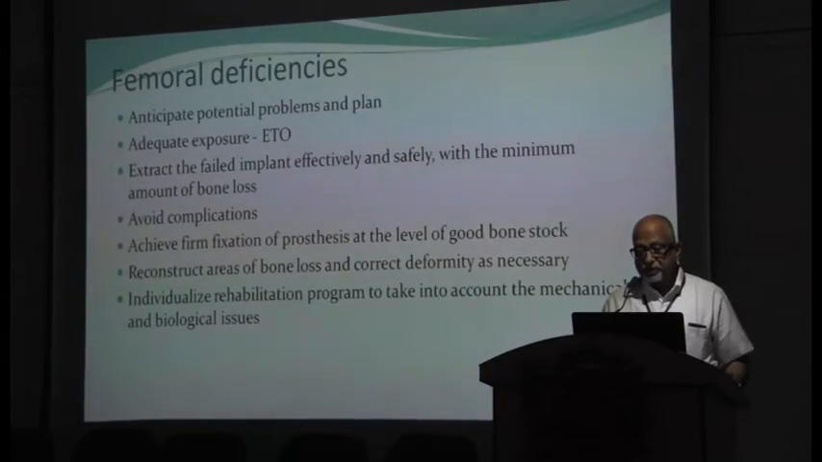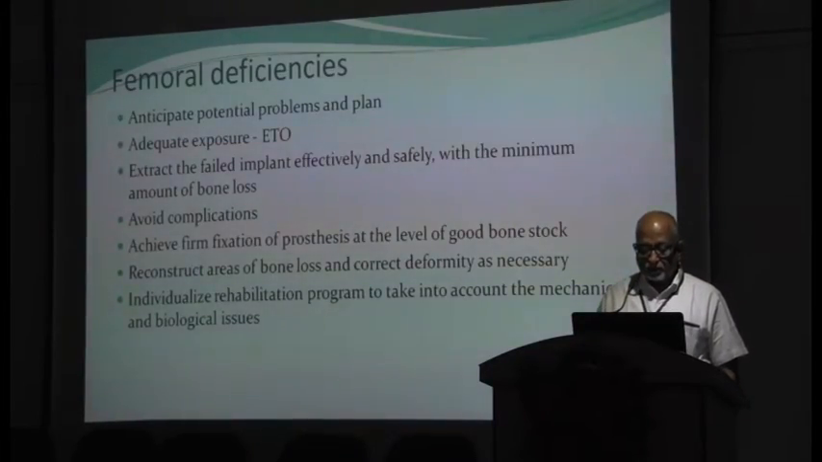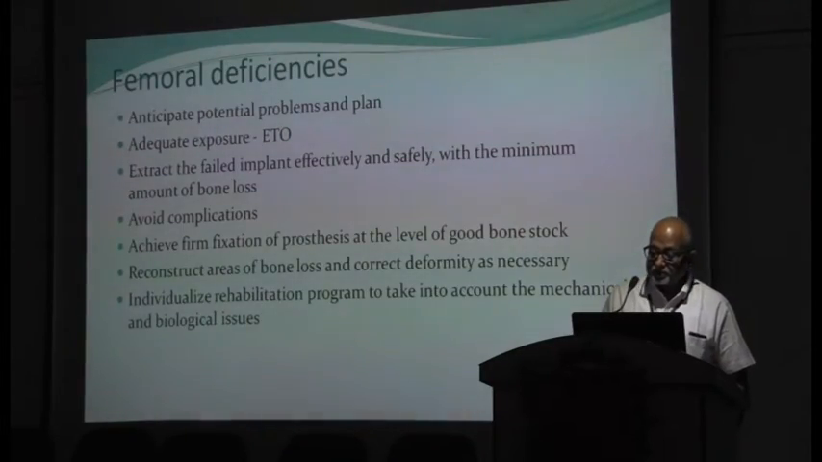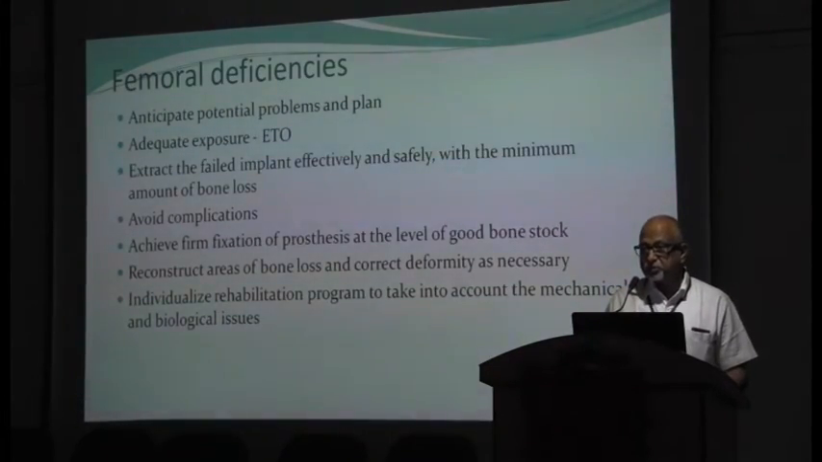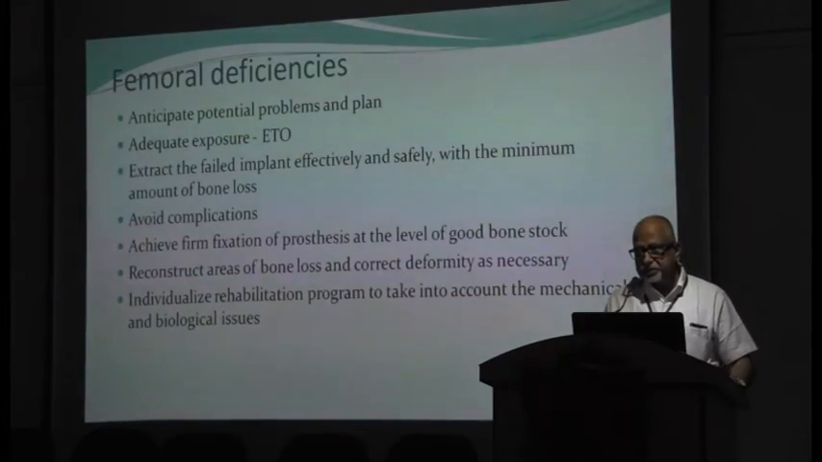When you're addressing femoral deficiencies, you anticipate potential problems and plan adequate exposure through an ETO. Extract the failed implant effectively and safely with a minimum amount of bone loss. Try and avoid taking out more bone. So the method described by Dr. Bose about cutting the femoral stem is something which one needs to keep in mind, because most often we don't have the necessary implements to cut metal in the operating room. And avoid complications like comminuting the bone fragments which you are removing in the ETO or the transfemoral osteotomy, and achieve a firm fixation.